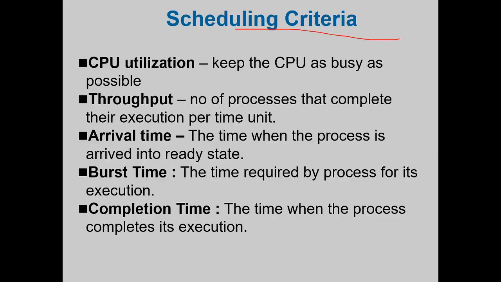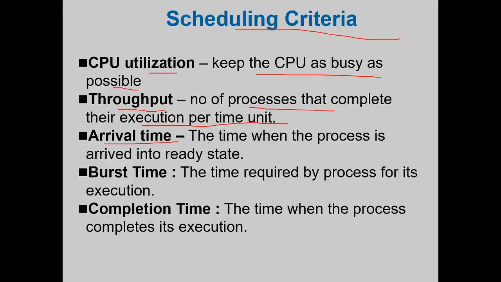Scheduling criteria. Some of the criteria considered for selection of processes are CPU utilization: keep the CPU as busy as possible, which has to be taken care of by the operating system. And throughput: the number of processes that complete their execution per time unit. The processes have to be executed fast and throughput has to be increased, so in very little time, more processes are executed. Such processes have to be selected by the scheduling algorithms.